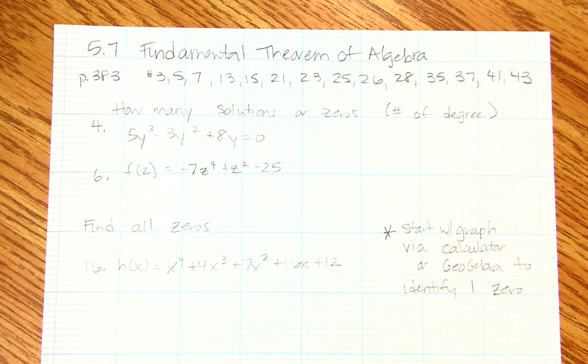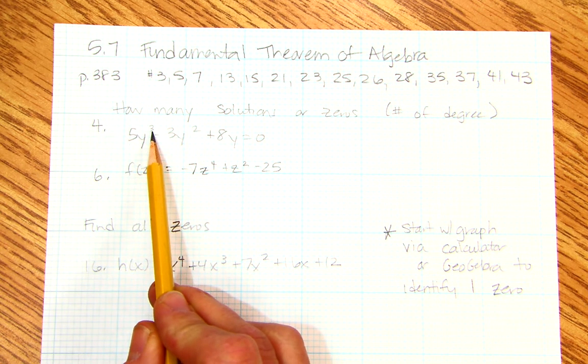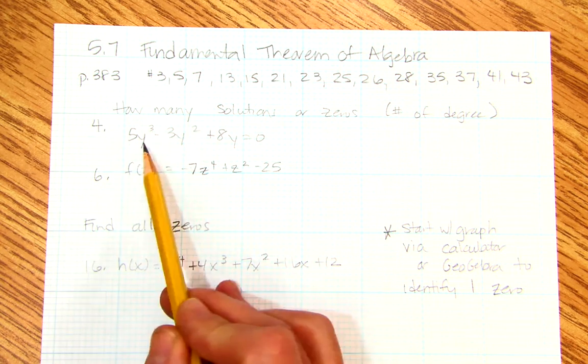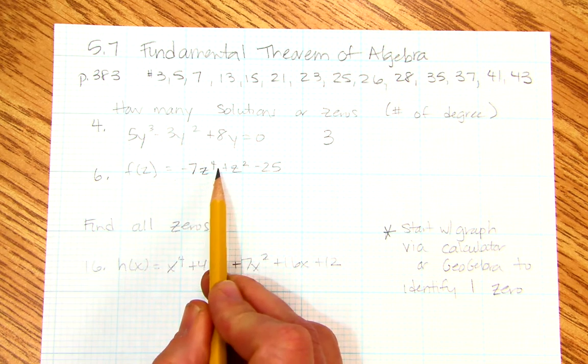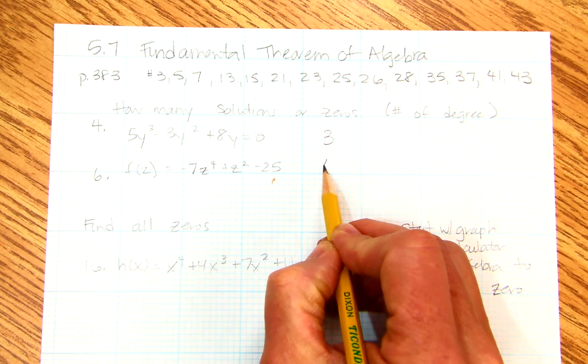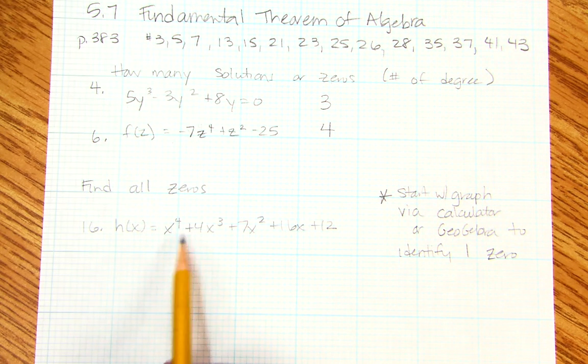Okay, we're going to have to do 5.7 in 3 parts. First, we're working with the fundamental theorem of algebra, which basically says if I have a polynomial of degree 3, it will have 3 zeros. So how many solutions are zeros? In this case, there would be 3. And this is to the 4th. The degree is to the 4th, so we'll have 4 zeros. Simple enough. So I want to find all the zeros.